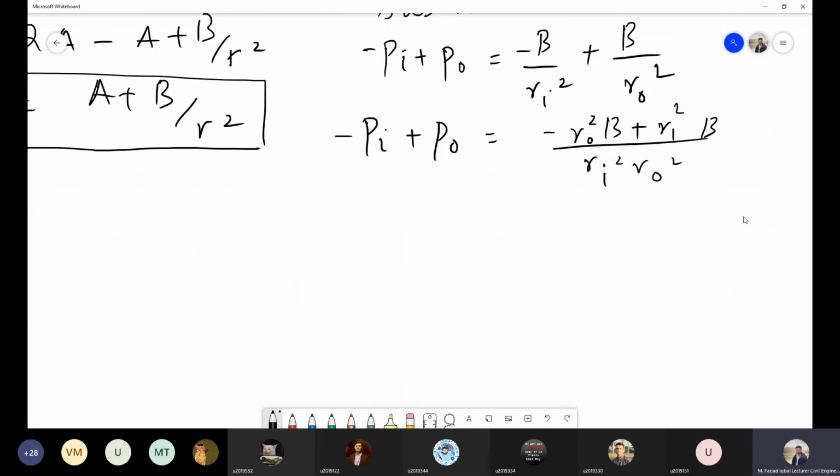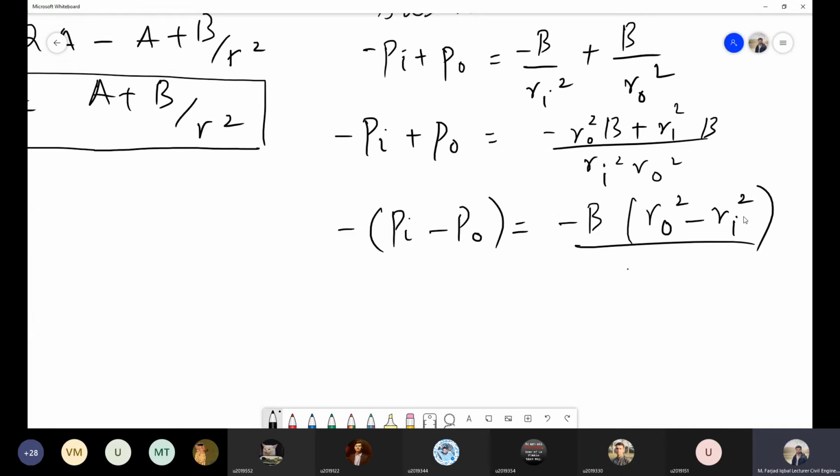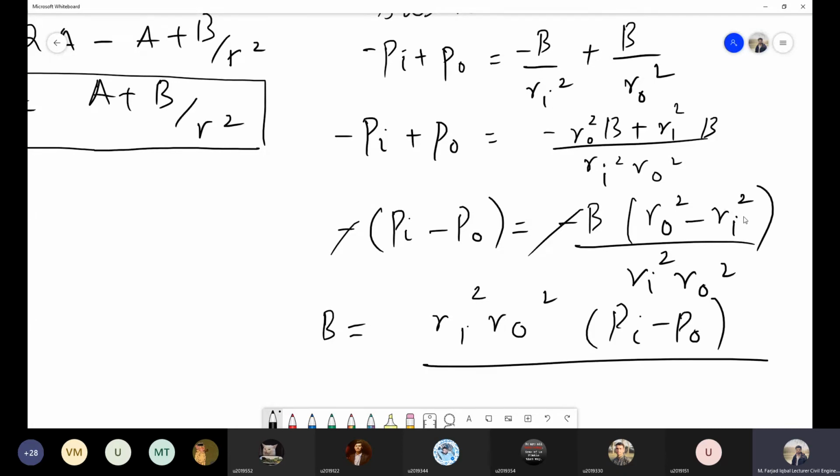Now if I take minus as common over here, that will give me minus pi plus p naught, and if I take minus b as common from here, I will get r naught square minus ri square divided by ri square into r naught square. This minus sign will cancel out, and for this constant b, I have one equation: ri square r naught square, pi minus p naught, over r naught square minus ri square. Now this is one equation for the constant b.